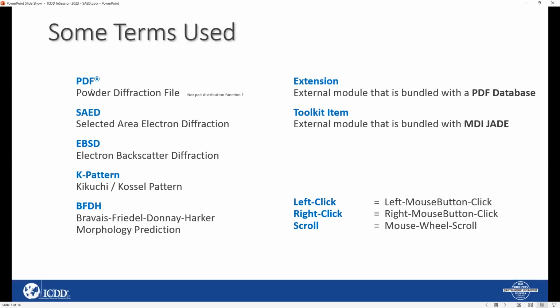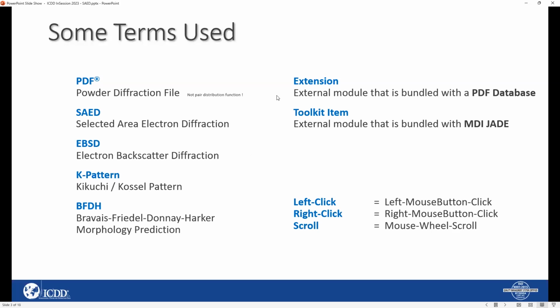When we speak of the PDF, we mean, of course, our own database, the powder diffraction file, not to be confused with the pair distribution function or portable document format. SAED, selected area electron diffraction. EBSD, electron backscatter diffraction. K-patterns is a generic term for either Kikuchi line patterns that use electron wavelengths or Kossel patterns that use X-ray wavelengths. BFDH is the Bravais-Friedel-Donnay-Harker crystal morphology prediction.